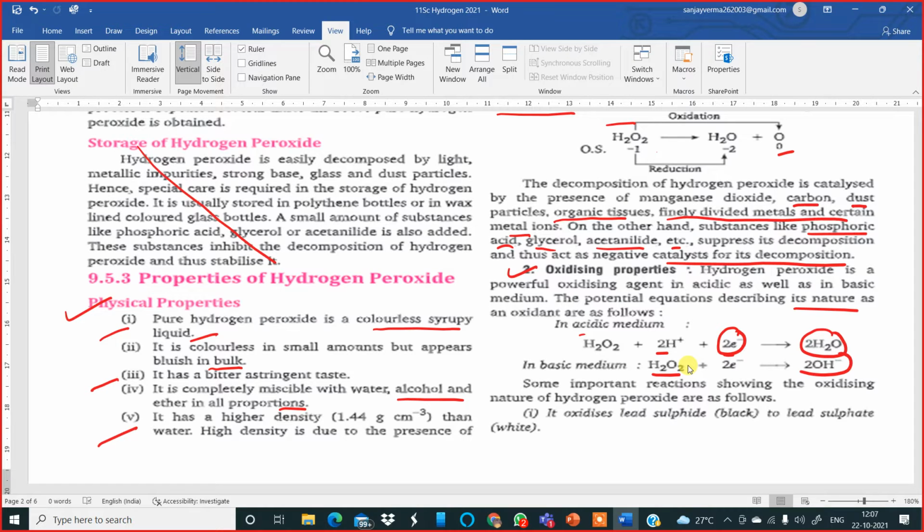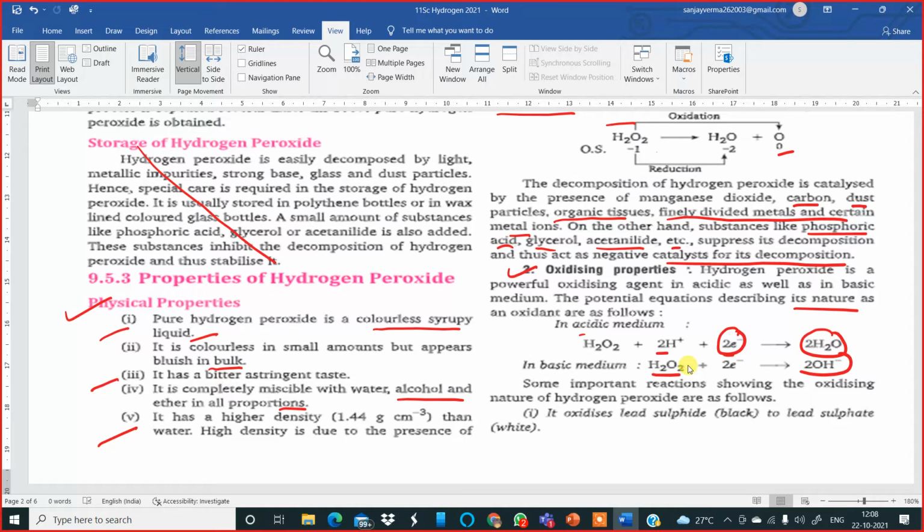Now, some very important reactions are required for you to learn from this chapter on hydrogen peroxide. I'm telling you, okay. So please mark them and better learn them properly. So the following reactions only, not other reactions.